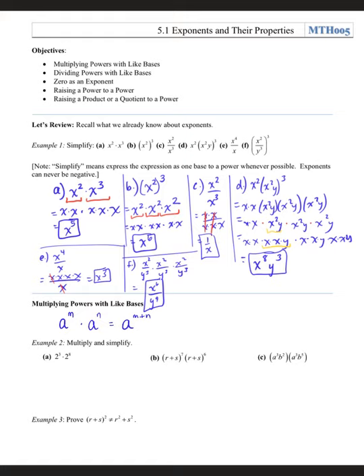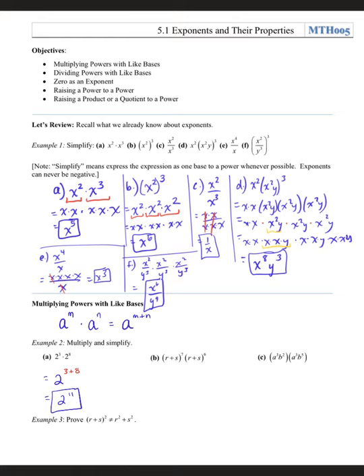So for this example, you want to look at the base and then add the exponent. So in problem A, the base here is 2, so we keep the 2, and then we add the exponents. That's supposed to circle them, but you can't see it too well. And then we add the exponents, so 3 plus 8. And we get 2 to the 11th power. We're just going to leave it like that for now.